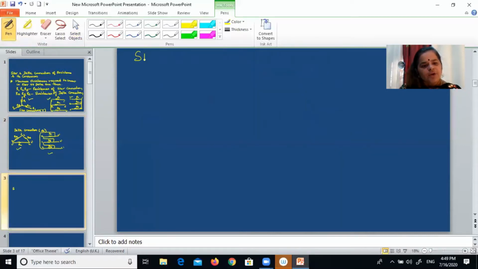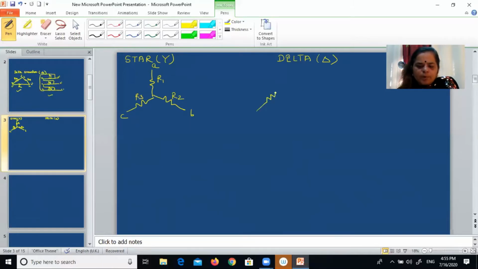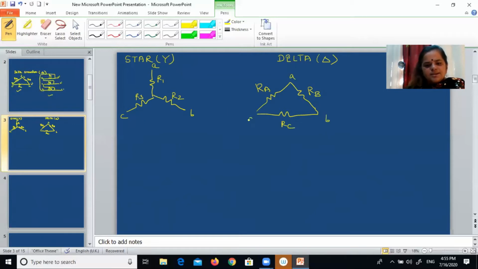Now here I am writing star, here I am writing delta. Okay, so let's draw the star connection. That will be like this. This is A, this is B, this is C, and this one is R1, this is R2, and this is R3. Similarly, if I plot the delta connection, that will be like this. As the values of the delta connected resistances are RA, RB, and RC. This is A, this is B, and this is C.